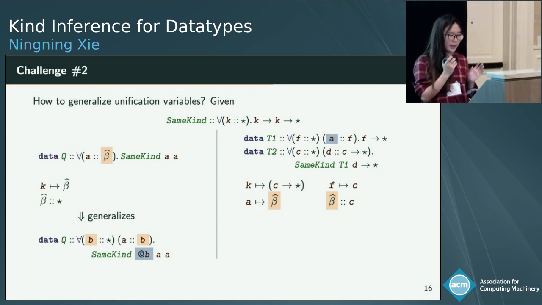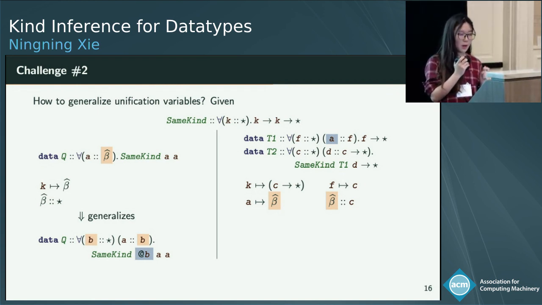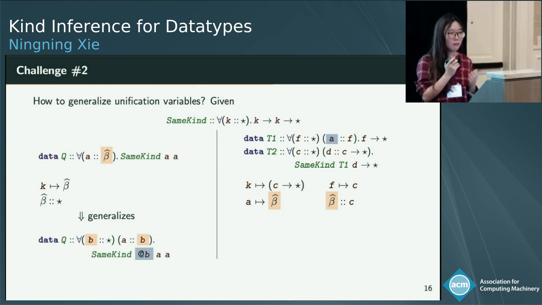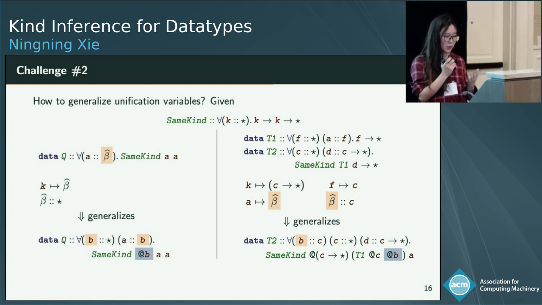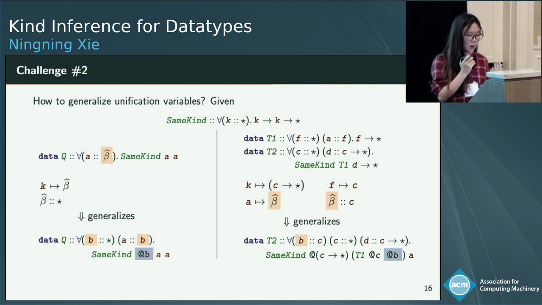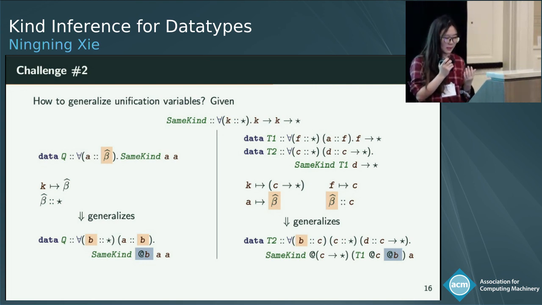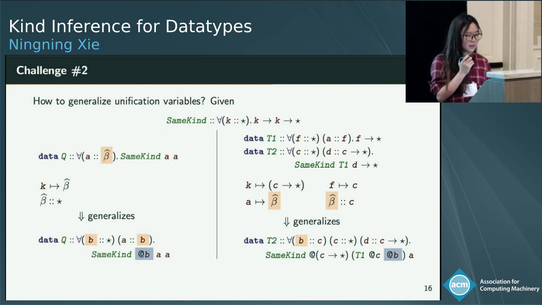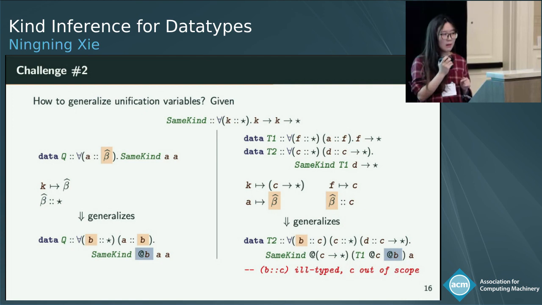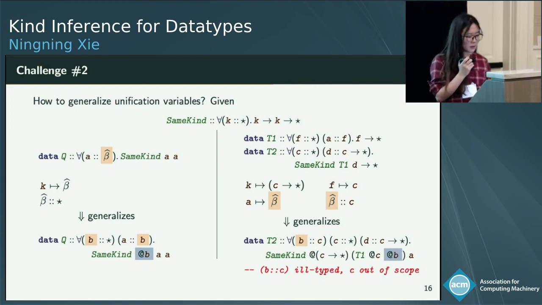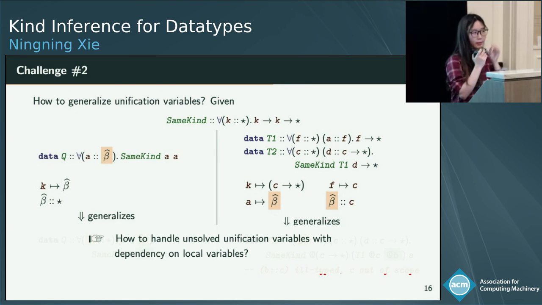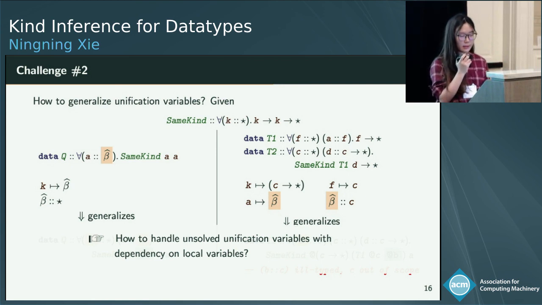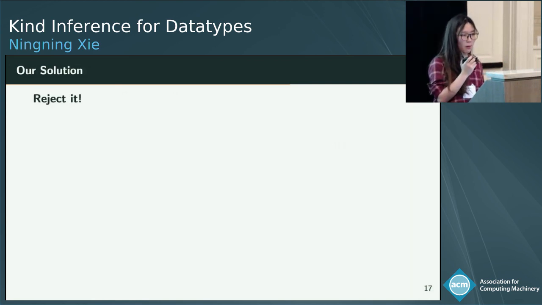The important observation here is that we have an unsolved unification variable beta whose kind depends on a local variable C. Now, if we try to generalize this kind by introducing the fresh type variable B, we will again get a kind like for all B of kind C, for all C of kind star. But this is actually ill-typed because C is not in the scope of B. So the problem is, how can we handle unsolved unification variables with dependency on local variables? In this case, we have this beta that depends on C. Our answer is simple: reject it via quantification check.